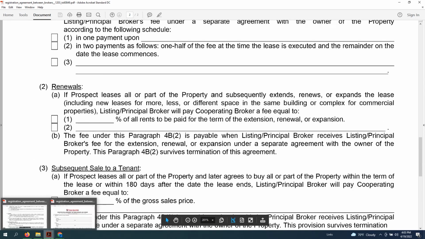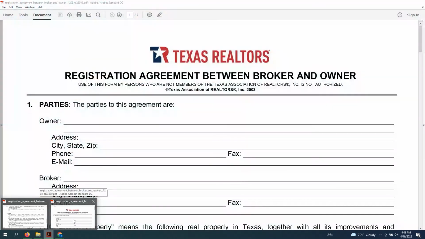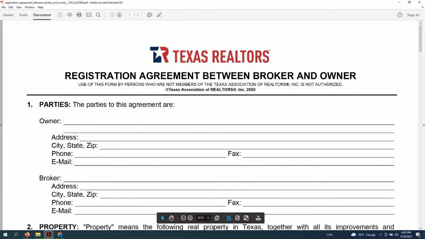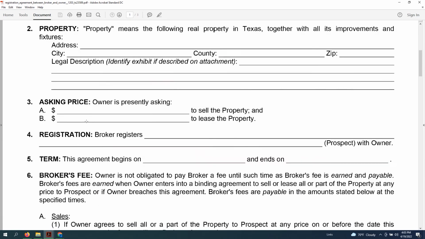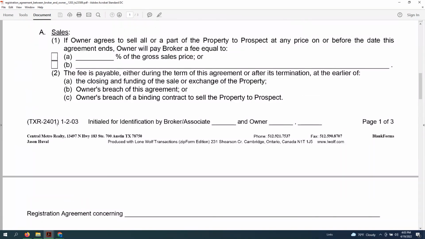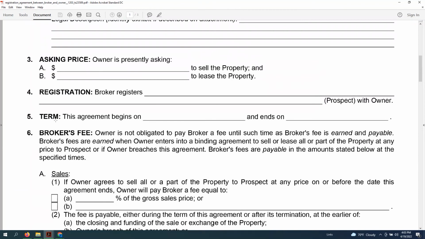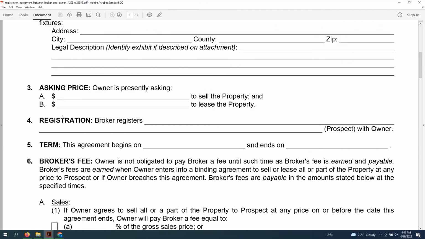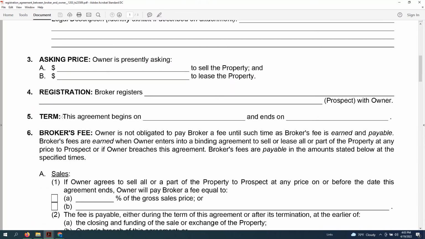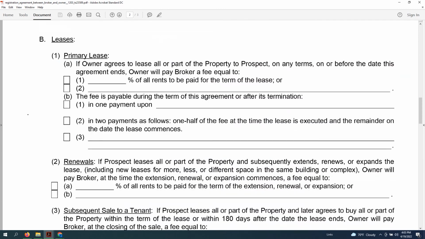There's another form, which I think I have here too, because I'm working on that video. This is a registration agreement between broker and owner. That's what you'd use when there's no other broker involved. Check that form out. I think it's 2401. Yeah, 2401. And in that case, on a renewal, you could get paid if there's no other broker there. That's one of the main changes here.